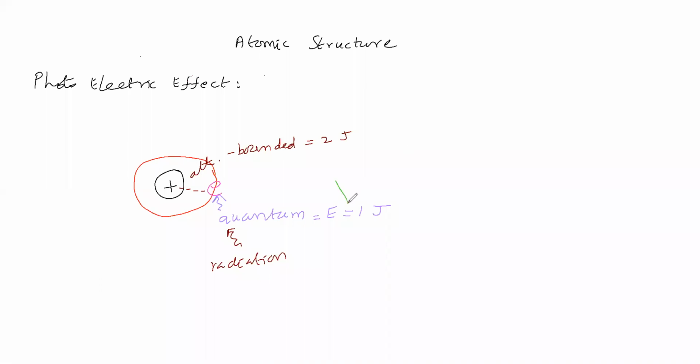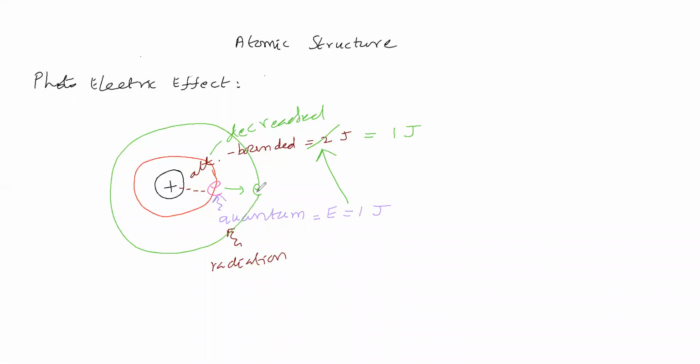Because of this quantum, the attraction between nucleus and electron decreases, and that is becoming 1 joule. Since the attraction is decreased, the electron comes somewhat away from the nucleus.